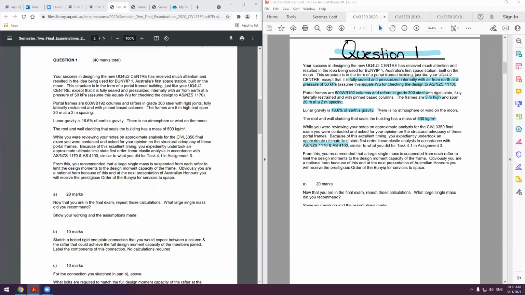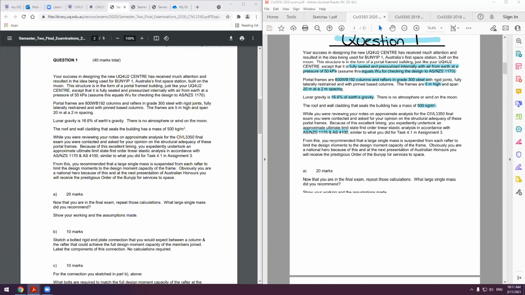You can also assume that G equals 10 to simplify things in this subject. It just makes things quicker. He's also saying that there's no atmosphere or wind on the moon. Therefore, you only have to look at that internalized wind pressure and no external pressure on the building. We're looking at structural adequacy. We're in a portal frame, and then we have to look at a suspended mass.